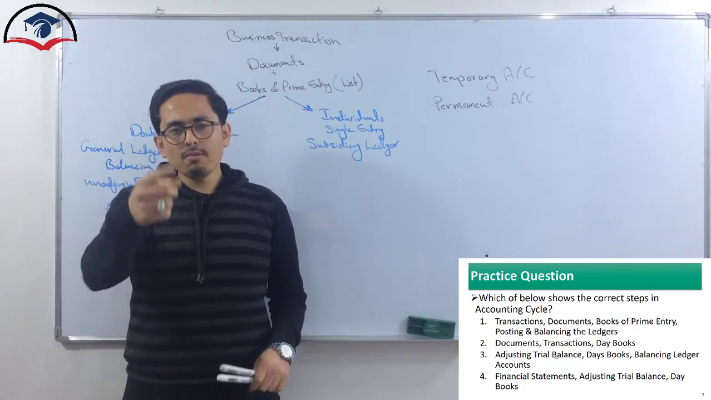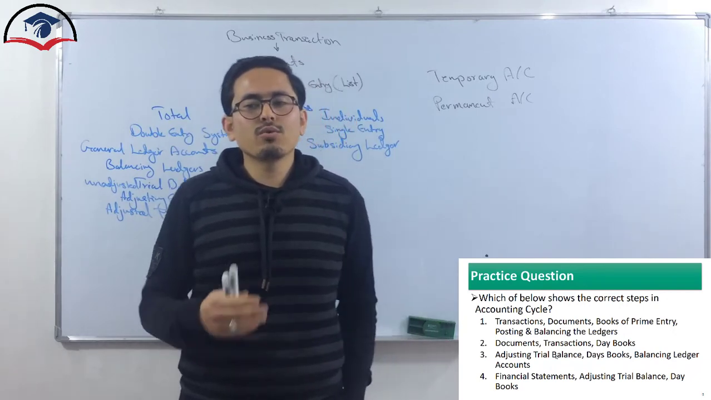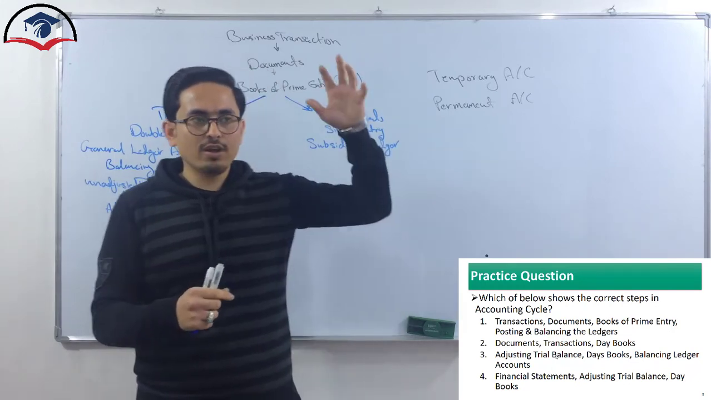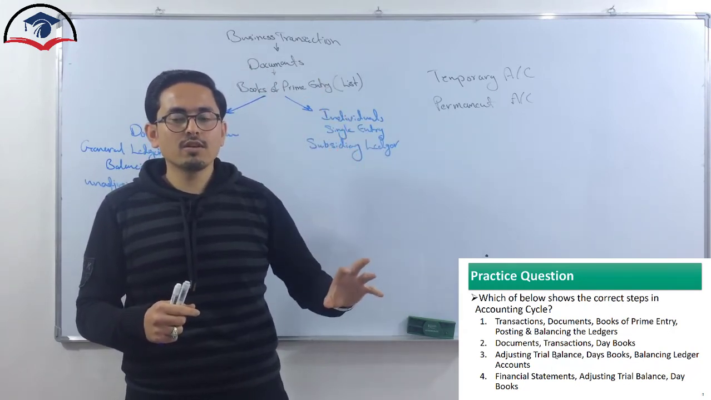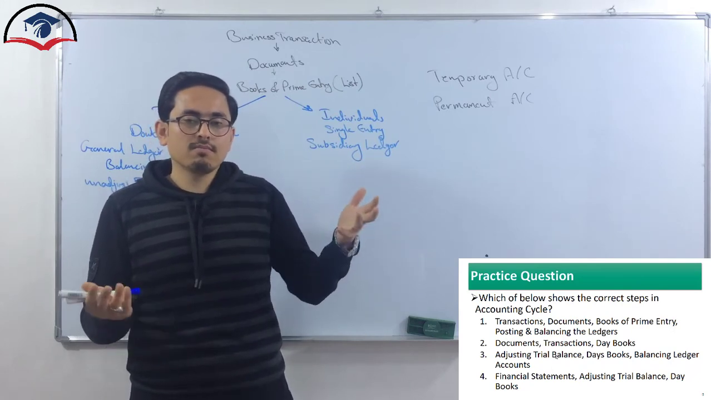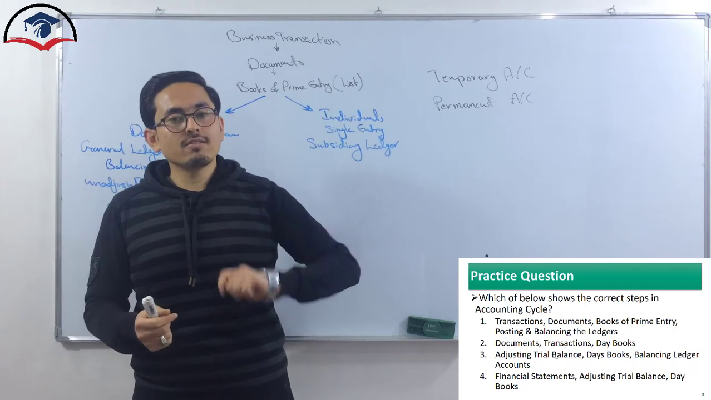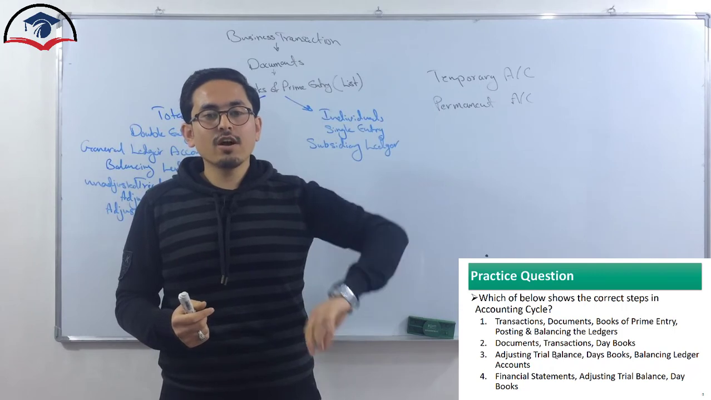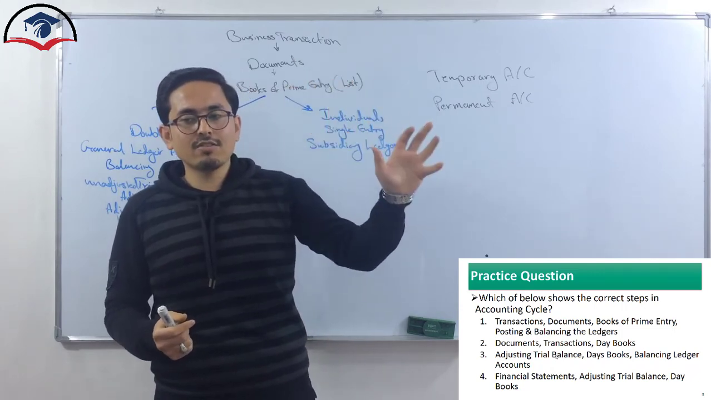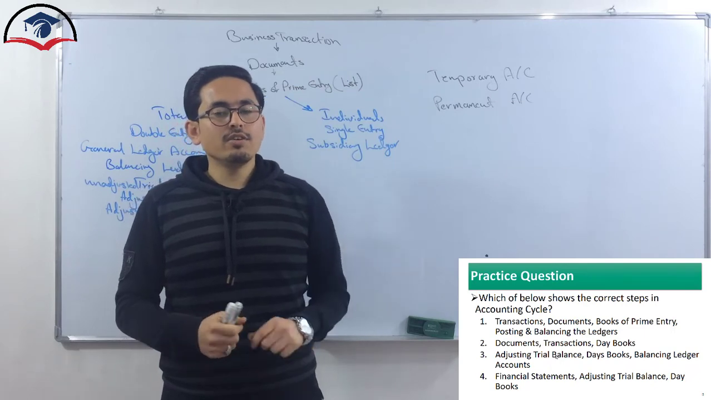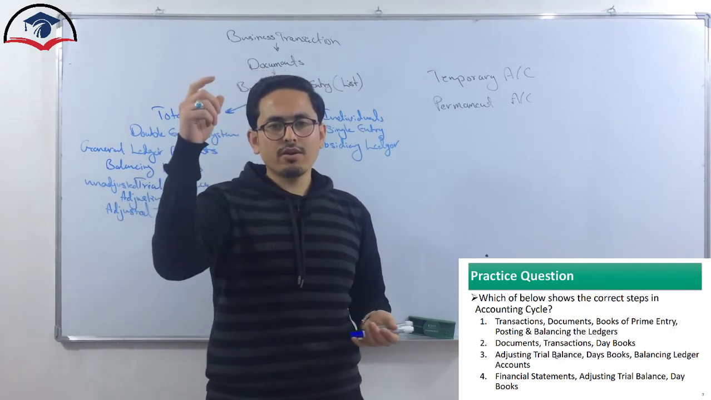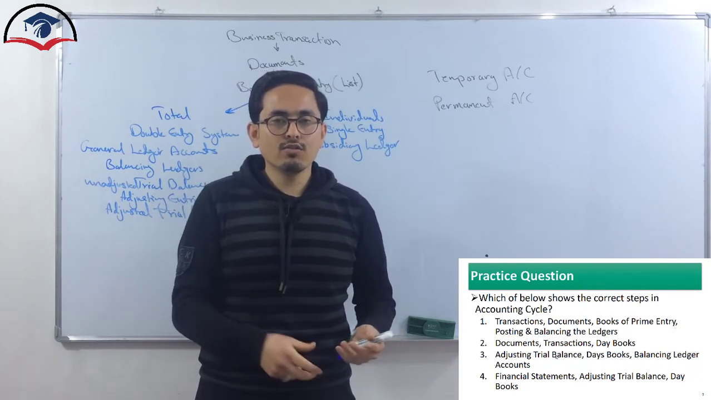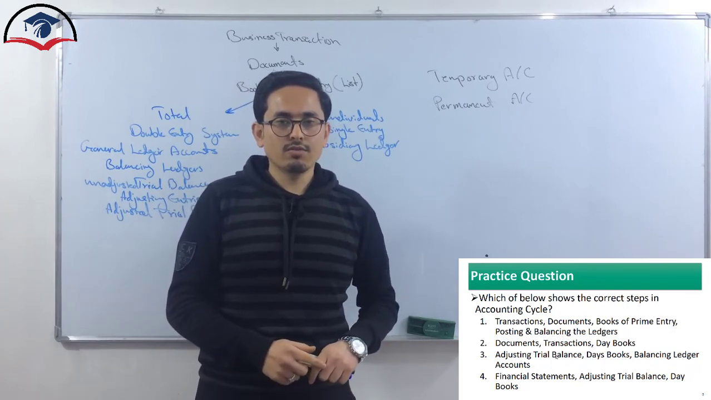That's all. But for the practice question, which of the below shows the correct steps in the accounting cycle? The first one: transactions, documents, books of prime entry, and posting and balancing the ledger accounts. Think of that. The second: documents, transactions, day books, adjusting trial balance, day books, and balancing ledger accounts. And the fourth one is financial statement, adjusting trial balance, and day books. Which of them? Think of that. I recommend you pause the video once, think of that, read that in detail, find the answer yourself. After that, come and hear the answer from me.